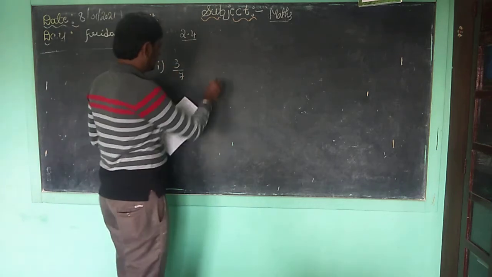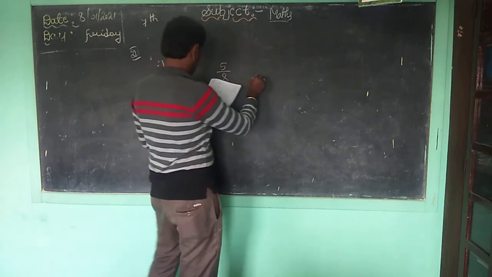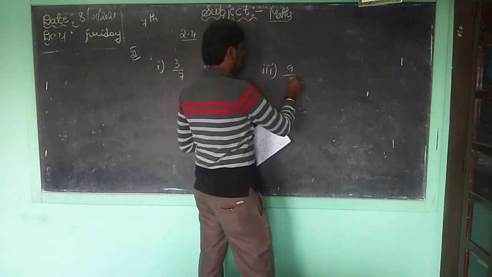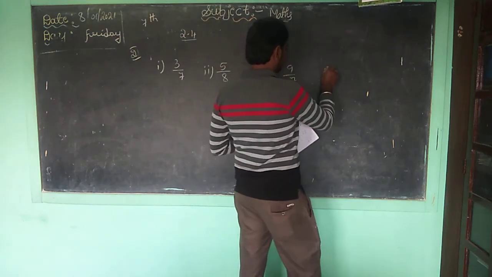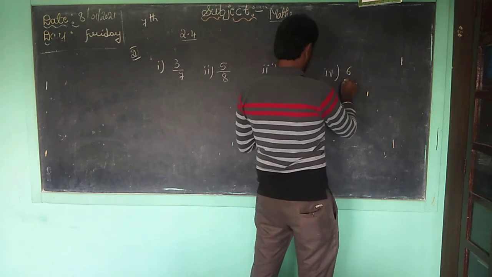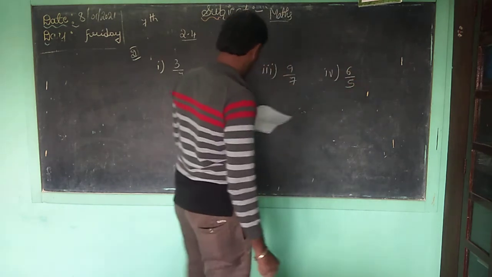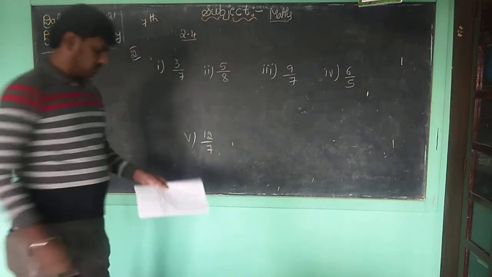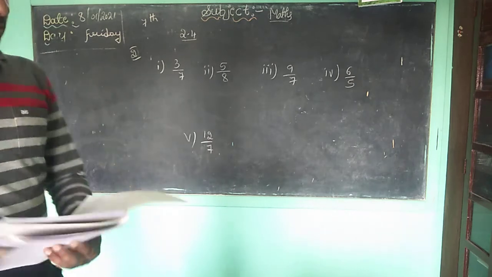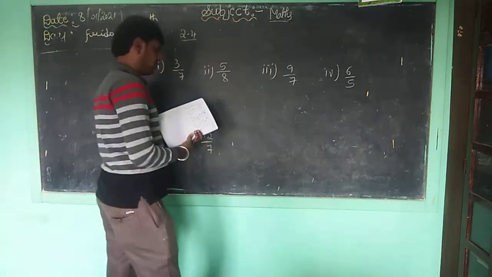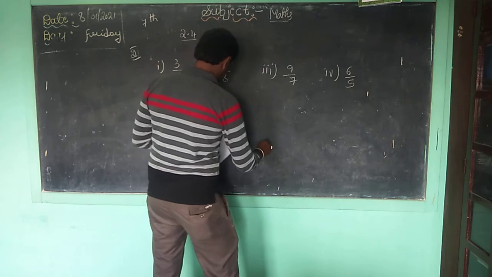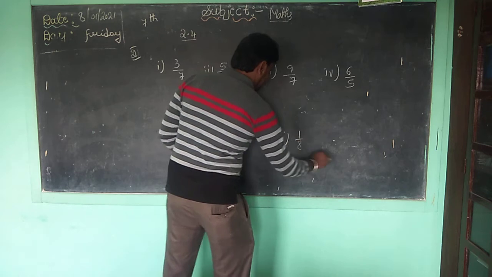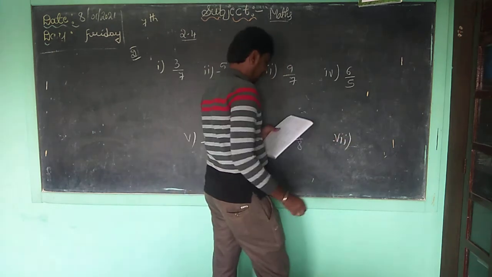3 by 7, 5 by 8, okay, and 9 by 7, and 6 by 5, and 12 by 7. Okay, children, you can carefully observe. Remaining also is there, the sixth one. What can we take that one also? The fifth one is over, and the sixth one is 1 by 8, and the seventh one also. So we can take 1 by 11.